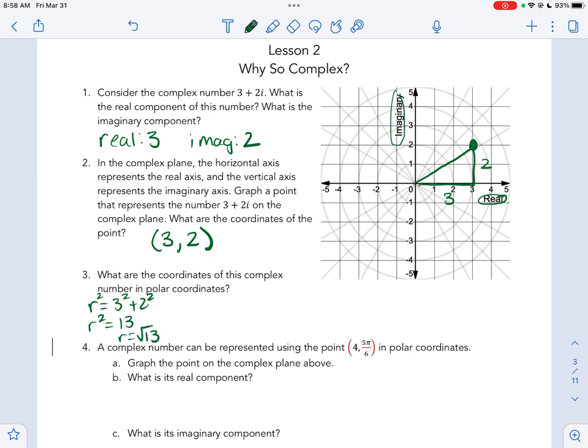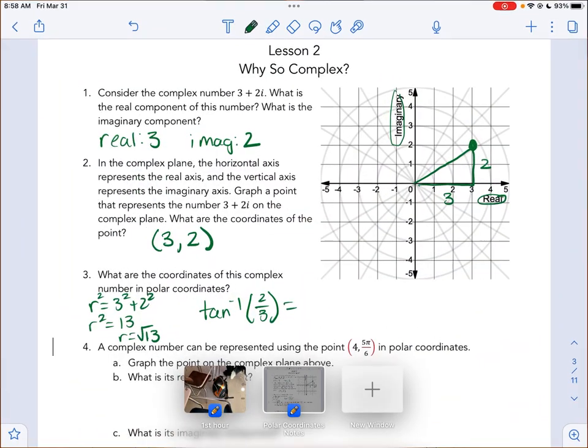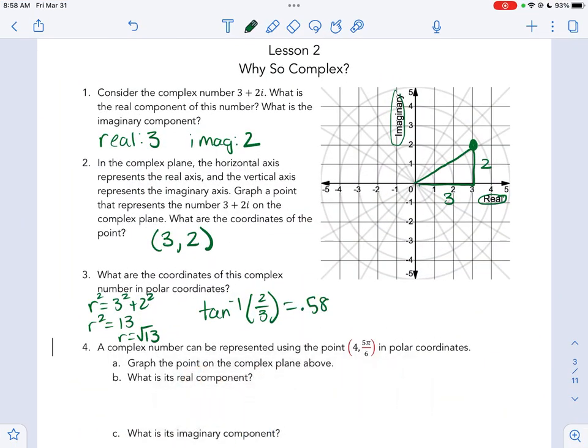And then again, we do the inverse tangent. This isn't a unit circle value, so you could use a calculator on it. So if I go tan inverse of 2 divided by 3, I get 0.588, and that works because it's in this quadrant. And again, it was in radians, so I'm going to make sure to label that I have it in radians. So this is the square root of 13 and 0.588.